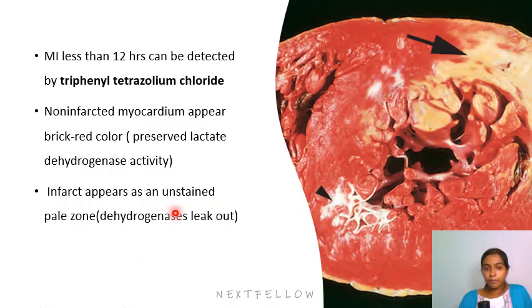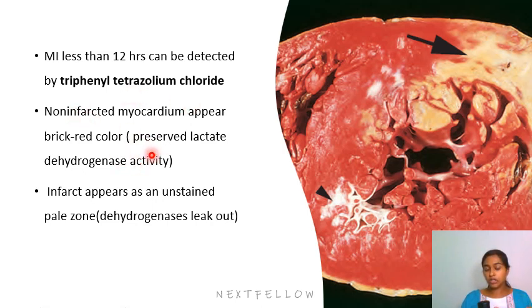So, whenever a gross tissue, that is a heart, is given to you and the history indicates that the patient has died by ischemic heart disease, if the patient has died within less than 4 hours, there will be no gross finding. So in order to diagnose if the patient has died by MI, we use a chemical called triphenyl tetrazolium chloride. So MI less than 12 hours can be detected by triphenyl tetrazolium chloride.